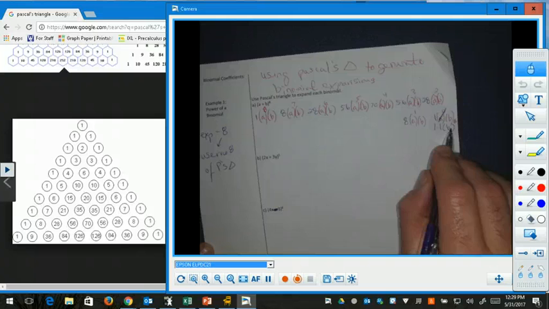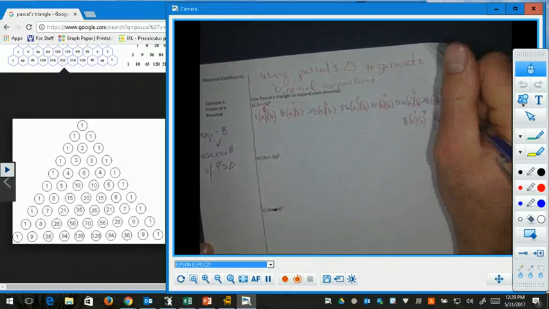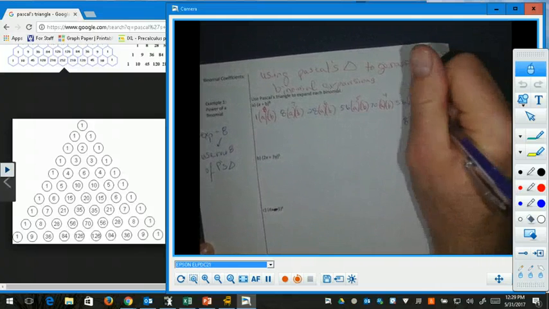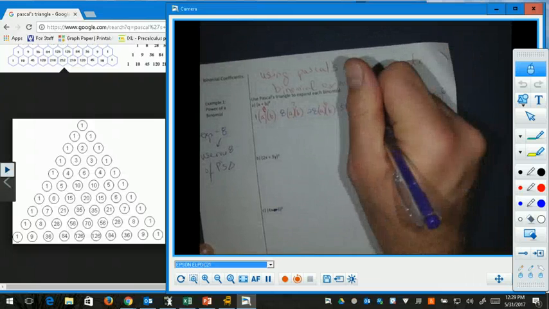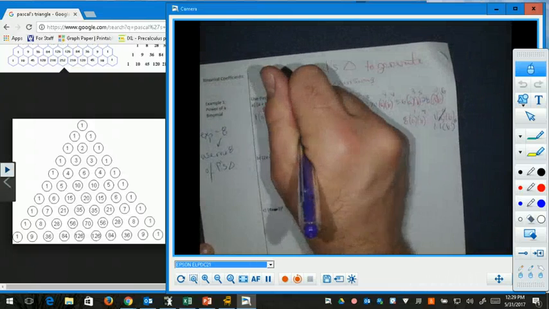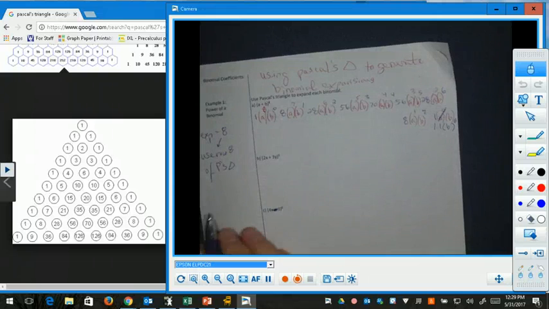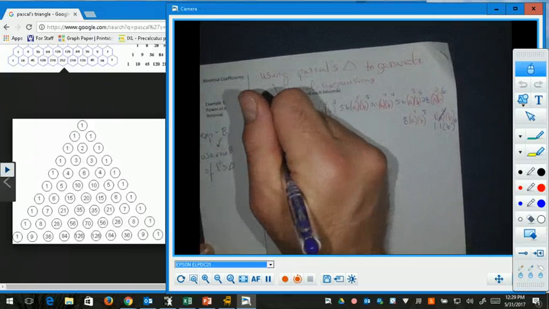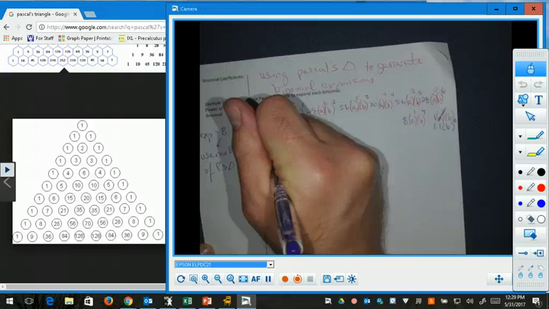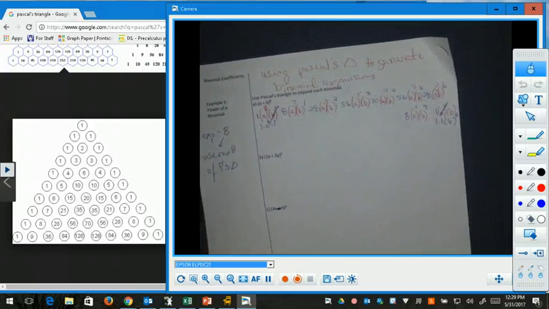So this is going to be b to the 8th, b to the 7th, b to the 6th, b to the 5th, b to the 4th, 3rd, 2nd, 1st, and 0. B to the 0 becoming, again, 1. So it's just 1 times a to the 8th.